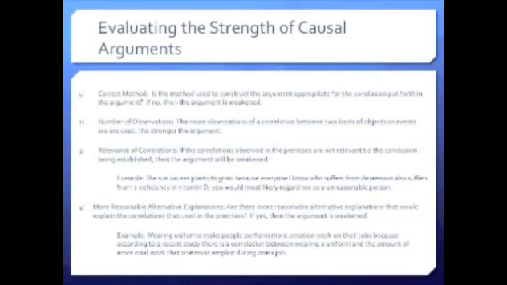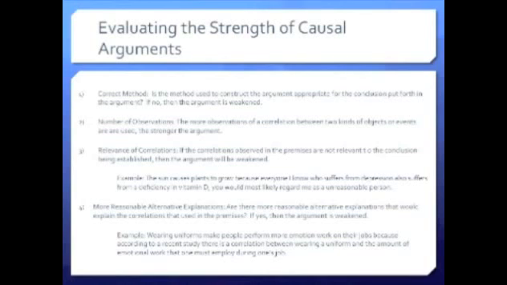First, we need to always consider the relevance of the correlations being used to the conclusion being made. If the correlations observed in the premises are not relevant to the conclusion being established, then the argument will be weakened. So for example, if I argue that the sun causes plants to grow because everyone I know who suffers from depression also suffers from a deficiency in vitamin D, you would most likely regard me as an unreasonable person. The reason for this is that the premise that there is a correlation between the positive cases of depression and the positive cases of vitamin D deficiency that I am aware of is completely irrelevant to the conclusion that the sun causes plants to grow.